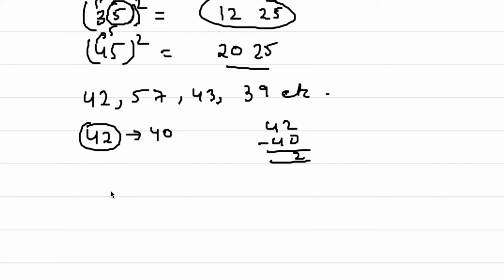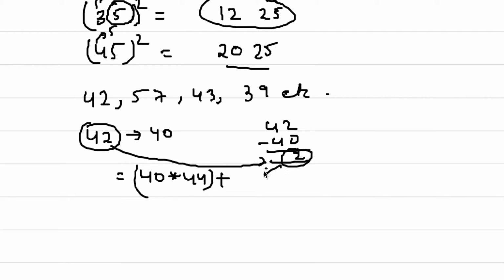So the thing is that 40 is multiplied by 42 plus this number, which is 44, and then you add the square of this difference here. So it will be 4. The 0 will come as it is. Now multiplication is easy. 4 into 4 is 16. 1 carry. 4 into 4 is 16 plus 1 is 17. Now it is 1764.